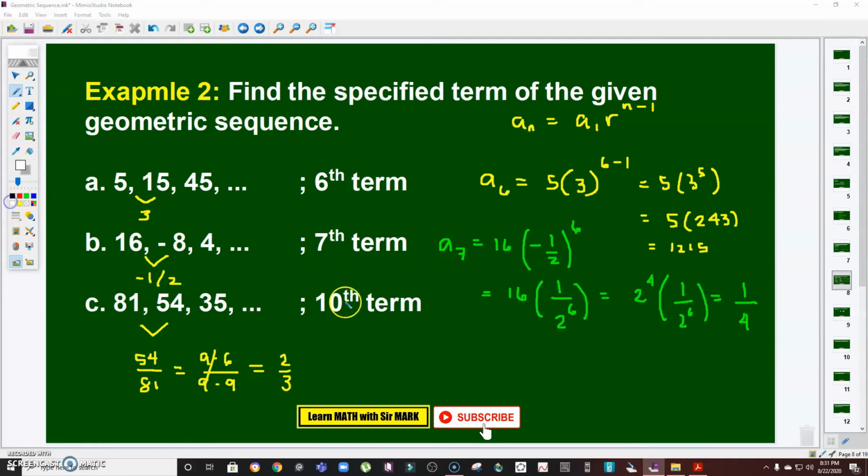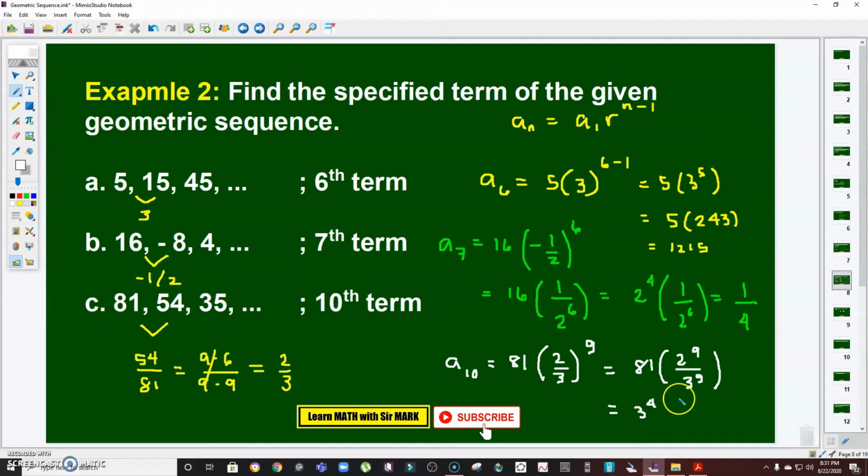Let me use a different color here. If we're looking for the 10th term, what we're going to do is this. The first term is 81, the common ratio is 2/3. We're going to raise it to 10 minus 1, that is 9. See that? Like what we did in letter B, this is 81 times 2 to the 9 over 3 to the 9. Note that 81 can be expressed as a power of 3, that is 3 to the 4th, so 3 to the 4th times 2 to the 9 over 3 to the 9.